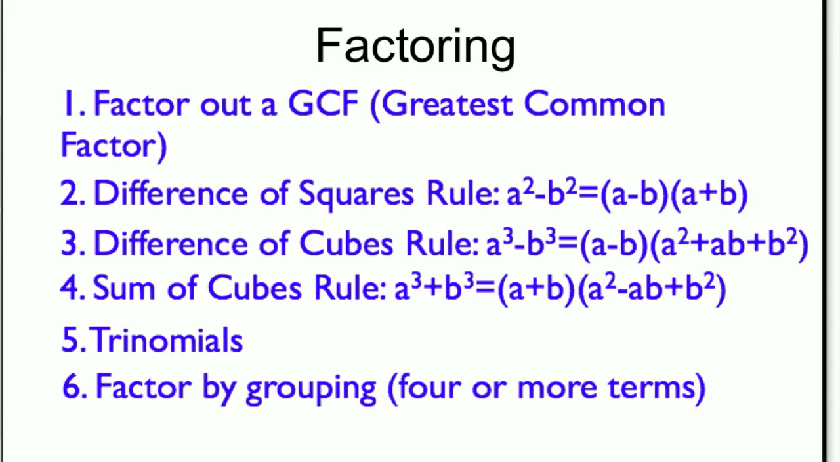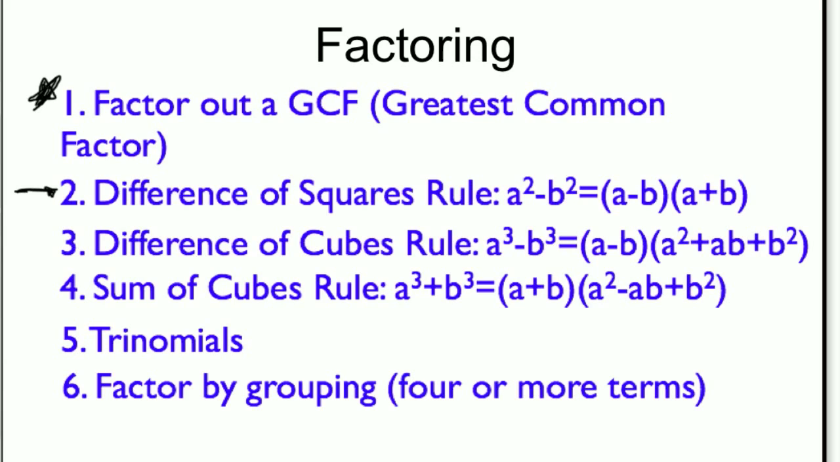Here we go with objective 58 with our difference of cubes rule and our sum of cubes rule. So what we're going to look at here is we've already done this greatest common factor rule. Remember to always check for that first. Okay, and the second thing on our list is the difference of squares rule.